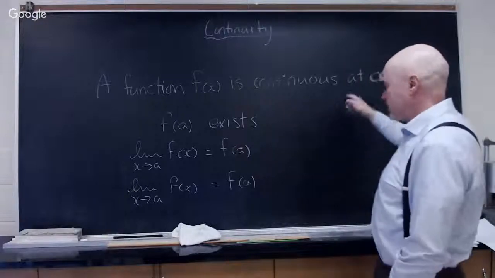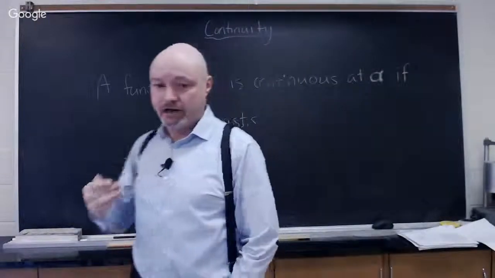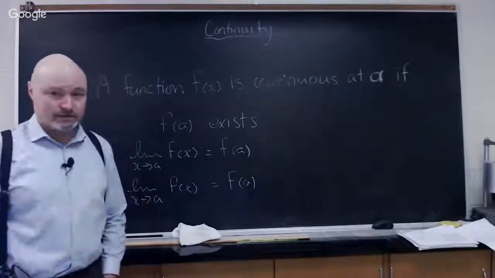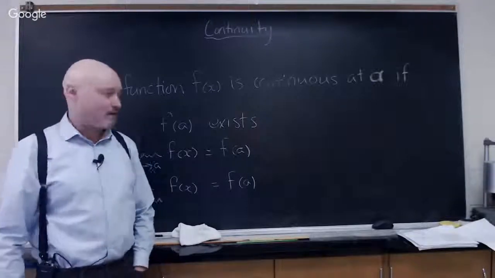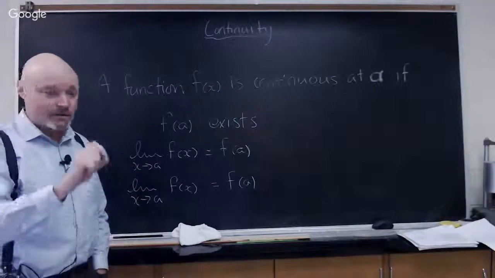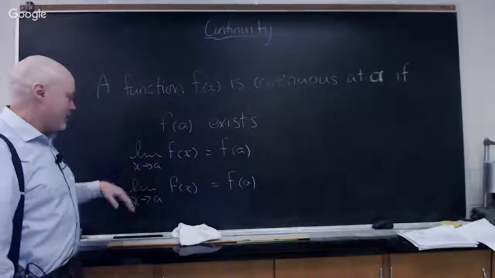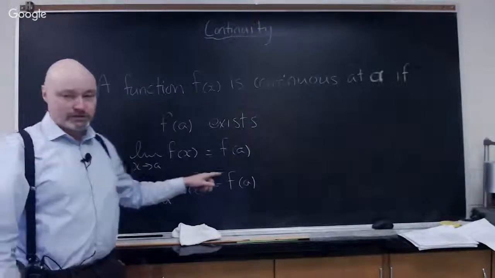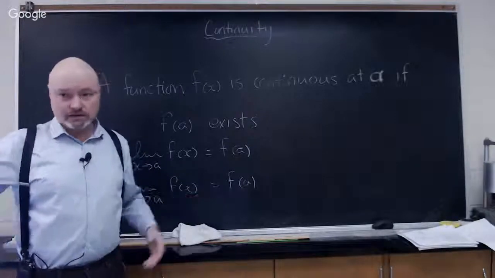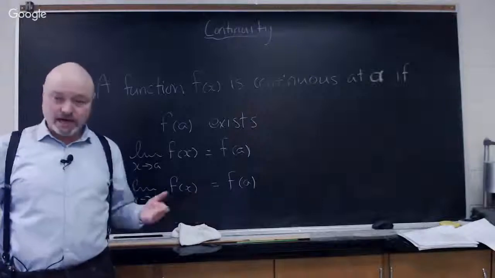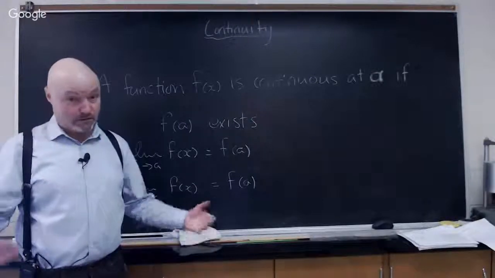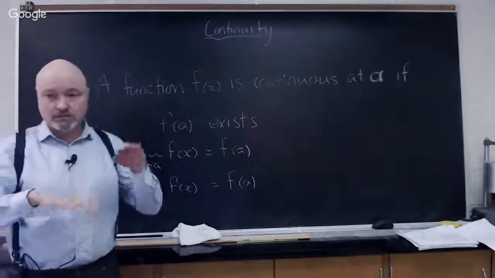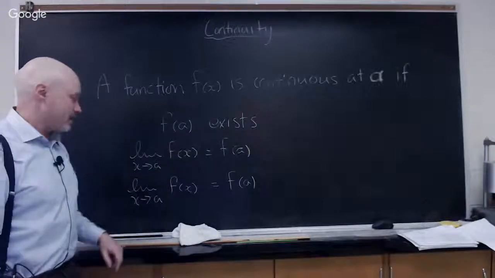The function is continuous at the point a if f at a exists. Obviously, if it doesn't exist, then you've got a problem. It's going to be discontinuous, and you'll get a hole. The limit has to exist. So that means coming at this point from the left and right has to be the same. So the limit has to exist, so you can't have these jump discontinuities. This says you can't have a hole.